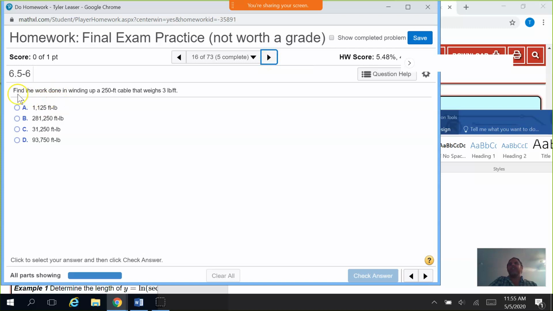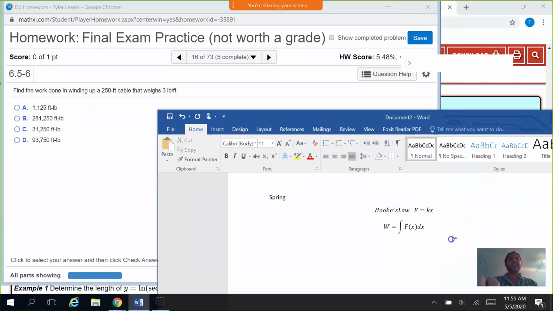Here's another kind of thing. Find the work done in winding up a 250-foot cable that weighs 3 pounds per foot. This does not say anything about including the weight of anything the cable's holding. It's just the cable. This is also going to be a variable force. So you have to take into consideration how much cable is left times the weight of the cable per foot to find the total work done in pulling it all the way up.